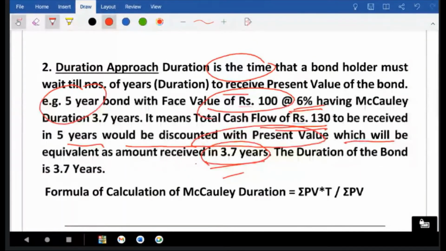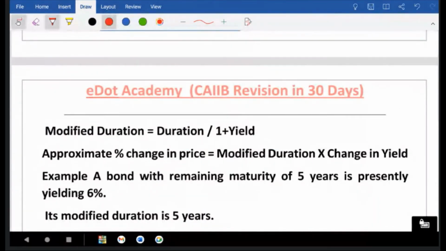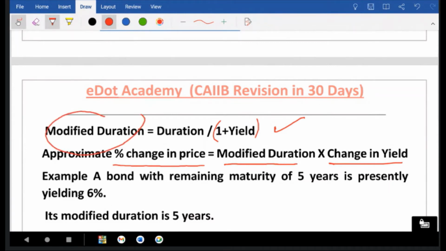In this we use the Macaulay duration: sigma PVT divided by sigma PV. This is the formula for the Macaulay duration. One more formula is the modified duration, which is duration divided by 1 plus yield. By using modified duration we can also calculate the approximate percentage change in price, equal to modified duration into change in yield. Put your value and the change in yield, and you get the approximate percentage change in price.